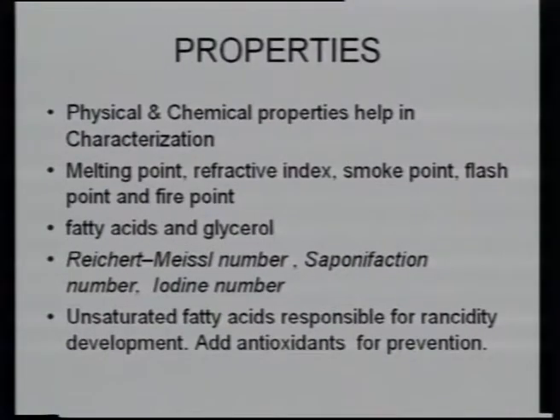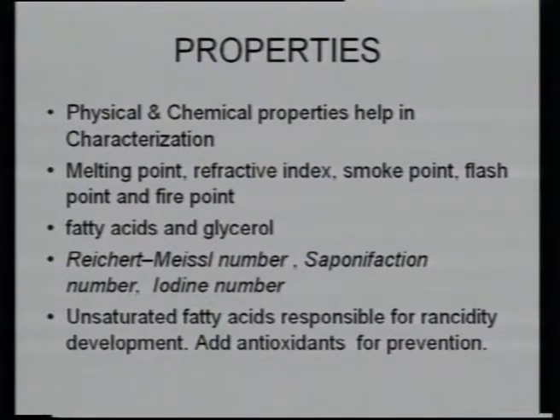Then what are the properties for characterization of fats and lipids? The important ones are melting point, refractive index, smoke point, flash point and fire point. These properties help us in characterization of the fat, like the fat from milk, the fat from sunflower, the fat from coconut, or the fat from groundnut or mustard. It will vary among these. Then there are certain values like Reichert-Meissl value, saponification value and iodine number. Iodine number gives us the number of unsaturated fatty acids.